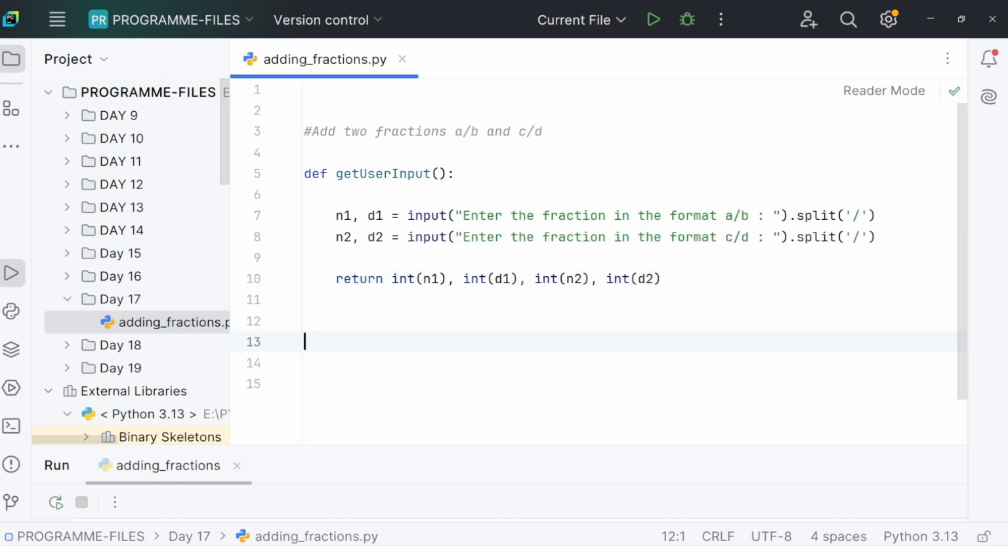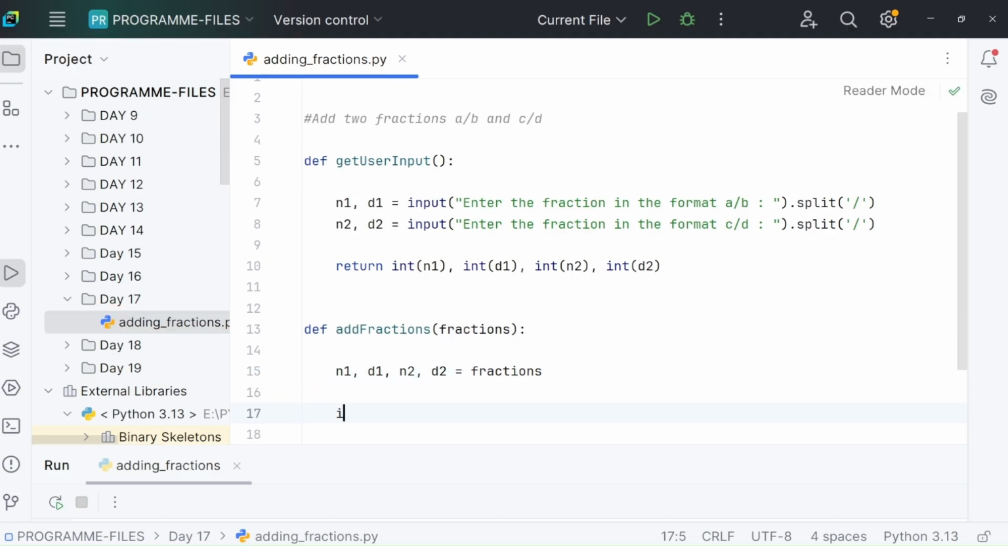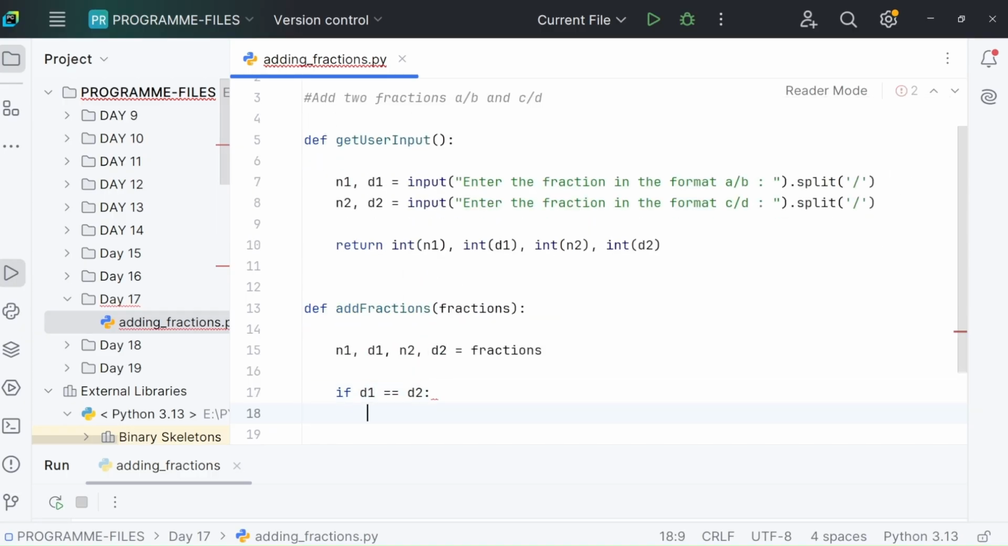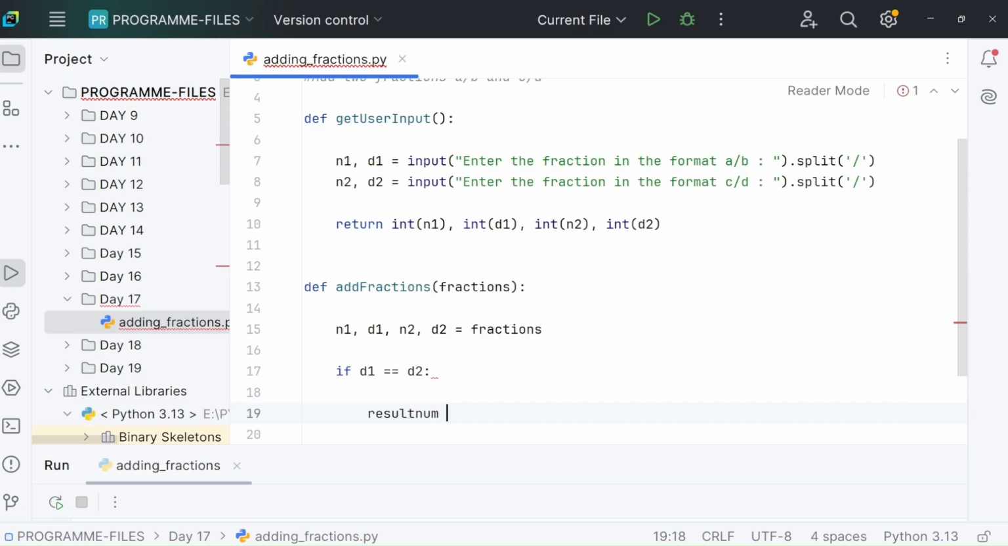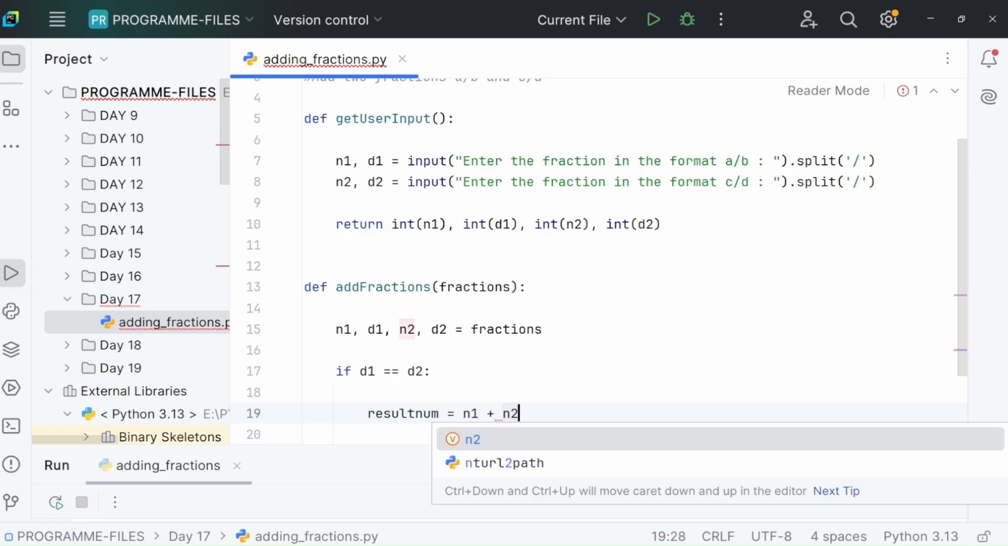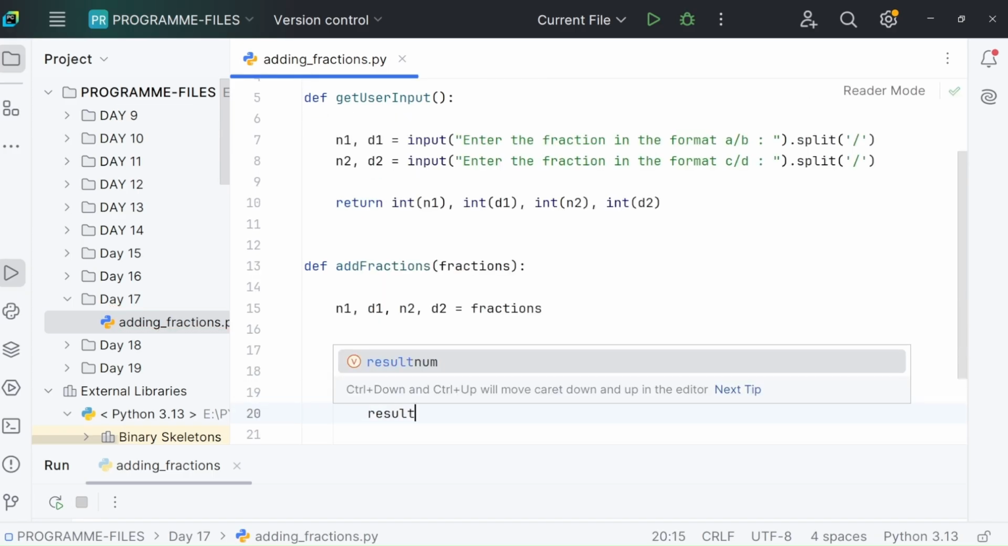Next, let's define a function to add those fractions. It gets the parameter fractions. Let's now unpack the fractions tuple to n1, d1, n2, d2 variables respectively. Next, we check whether the denominators are same, that is the first condition or the first case. If the denominators are same, then we calculate the resultant numerator by adding the numerator 1 and numerator 2. Then the resultant denominator would be any of the denominators. I assign it as d1.